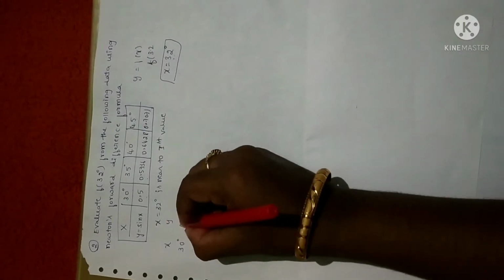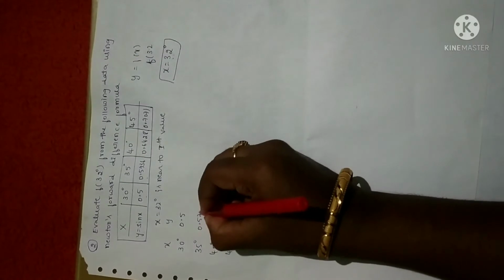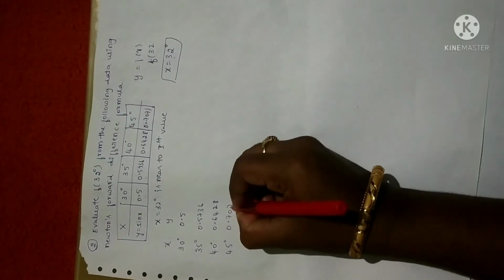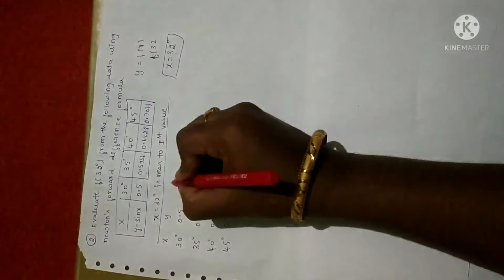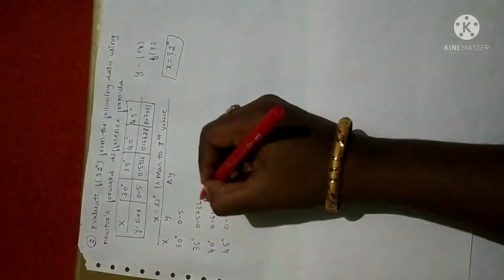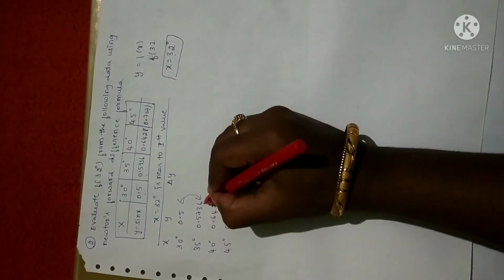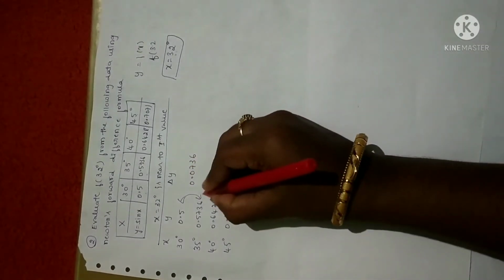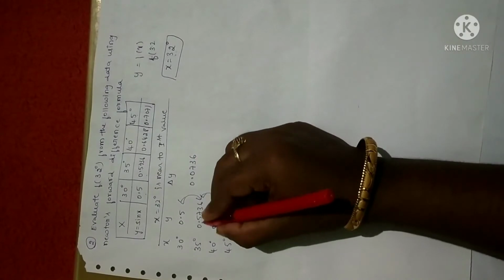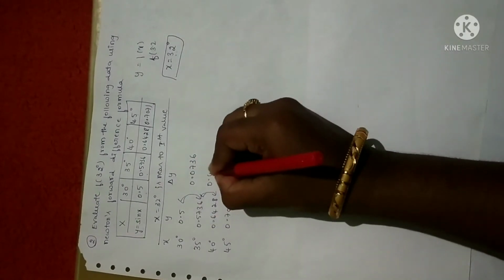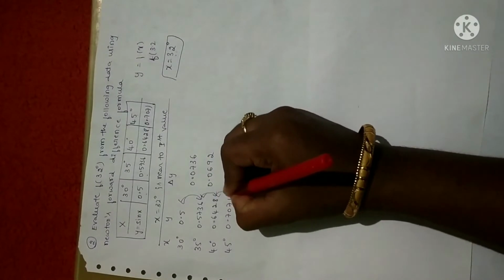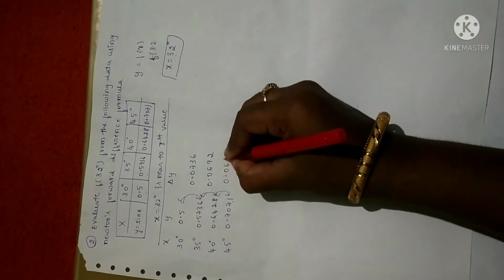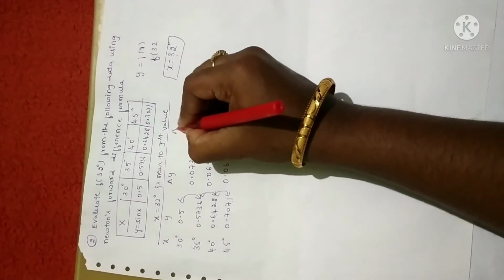Corresponding y values are 0.5, 0.5736, 0.6428. Next, 0.7071. Next we have to construct the first forward difference, that is delta y. Now subtract these two values, that is 0.5736 minus 0.5, that will give you 0.0736. Similarly subtract these two, that is 0.6428 minus 0.5736, 0.0692. Next these two, 0.7071 minus 0.6428 will give you 0.0643.